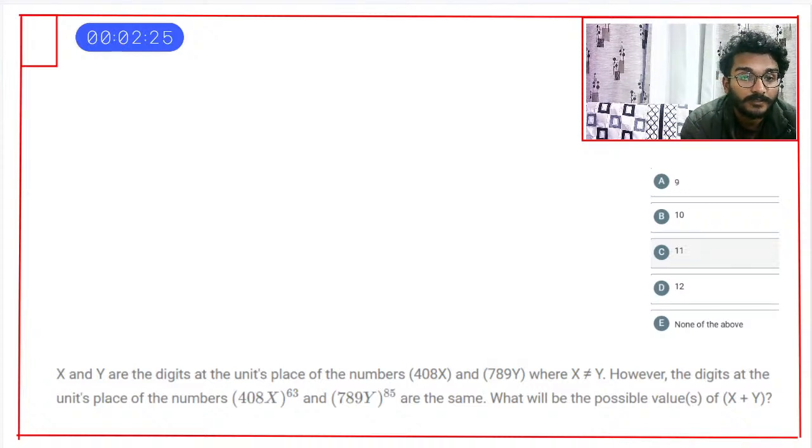It's a great question based on unit digit. X and Y are the digits at the unit place. X is not equal to Y. The digits at the unit place of the numbers this and that are the same. Possible values of X plus Y.